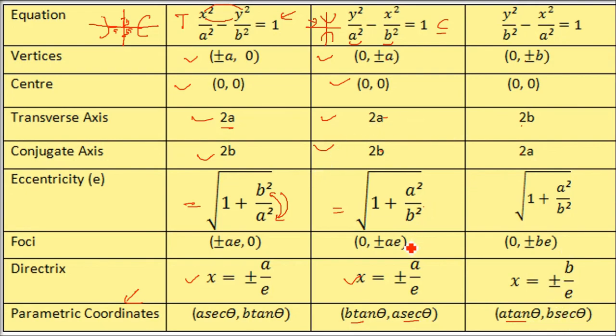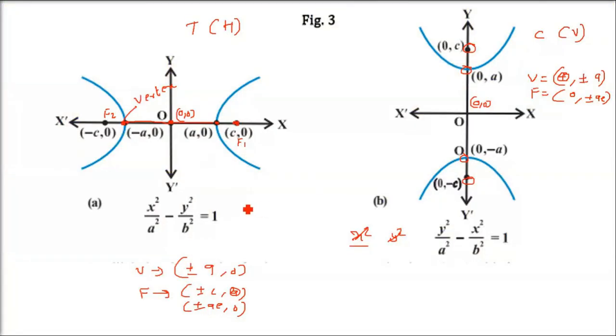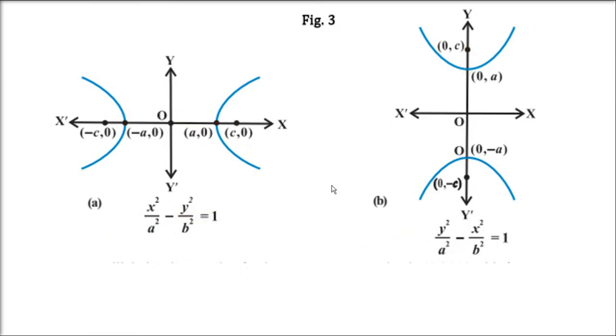This we are going to discuss, because in the next discussion I am going to prove this equation. How has this equation come about?